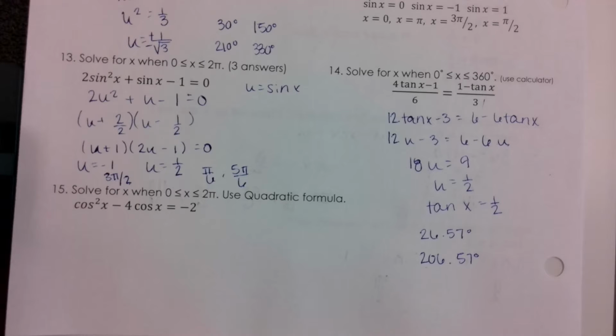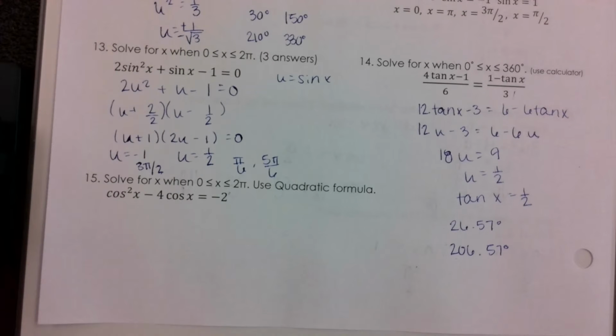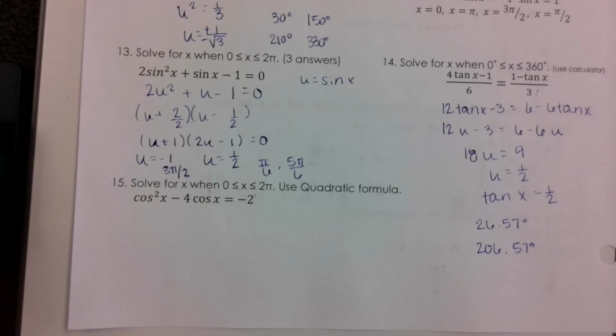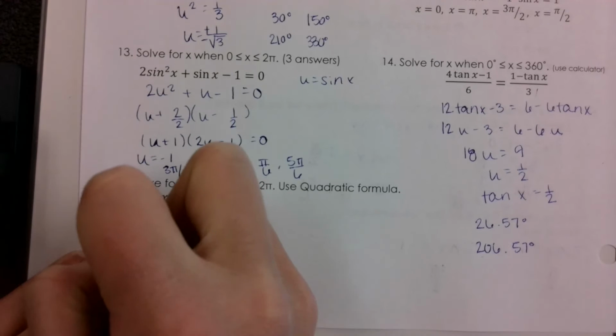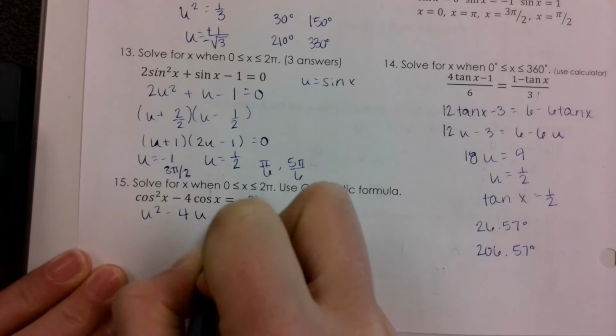So looking at 15, y'all want to do that one together? We've got to do the quadratic formula, so I figured y'all probably don't want to do that by yourself. It says solve for x between 0 and 2 pi. So we've got cosine squared x minus 4 cosine x equals negative 2. Do y'all want to use u or no u? Use, I like to use u. So we'll have u squared minus 4u, then I'm going to go ahead and add that 2 over, so plus 2.